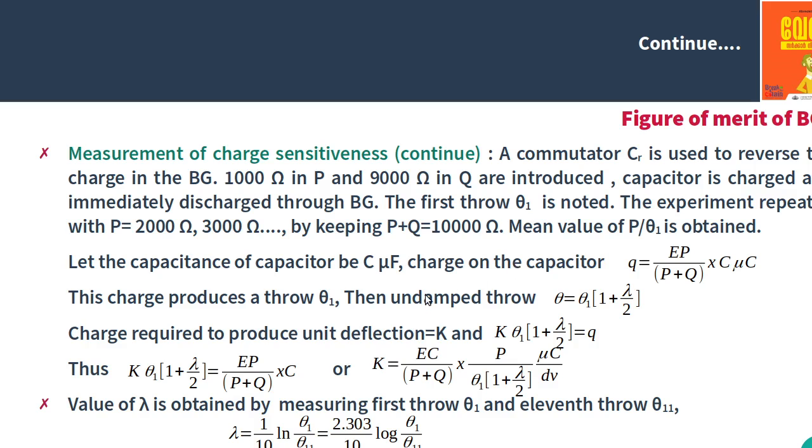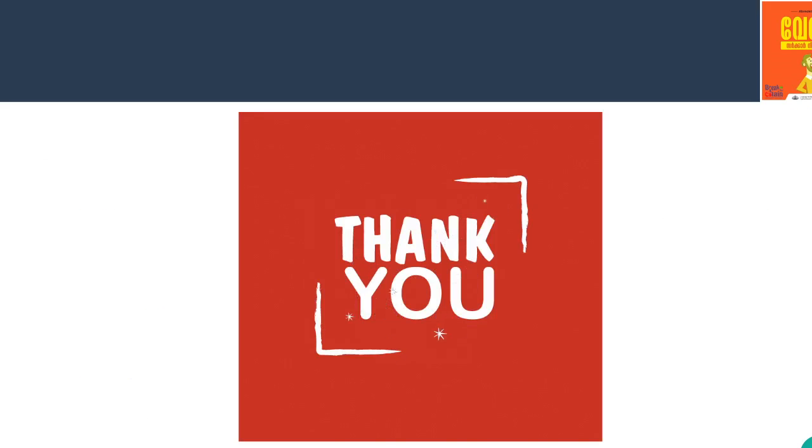Then charge on the capacitor. We know that the charge on the capacitor Q is equal to C into V. The charge that can be stored by a capacitor will be equal to the capacitance of the capacitor and the potential difference that we established across that capacitor.